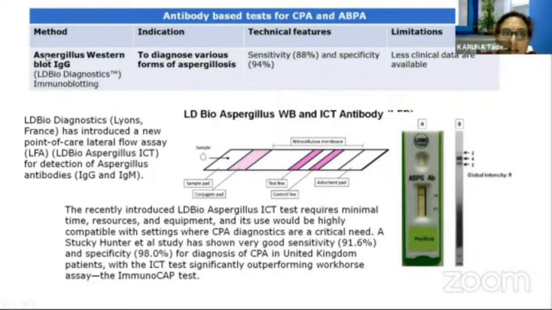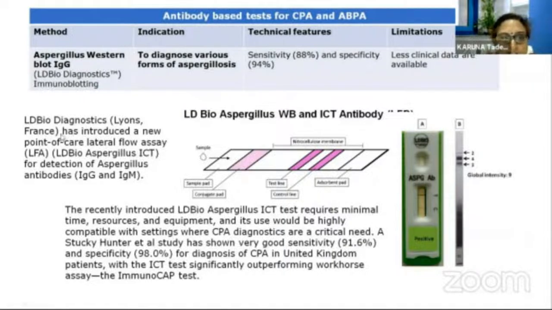Now, Aspergillus Western blot IgG, by LD Bio Diagnostics, was an immunoblotting technique. It was used to diagnose various forms of aspergillosis, with 88% sensitivity and 94% specificity. But less clinical data are available for this. This LD Bio Western blot has been further upgraded, or expanded, to the ICT technique, which is a point of care test, and the results are interpreted very fast.